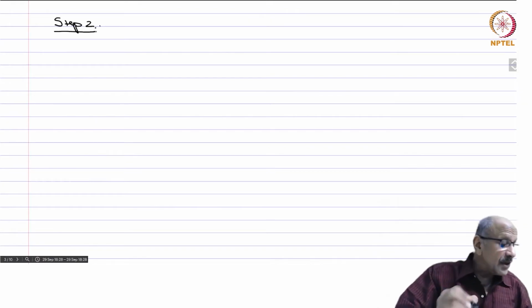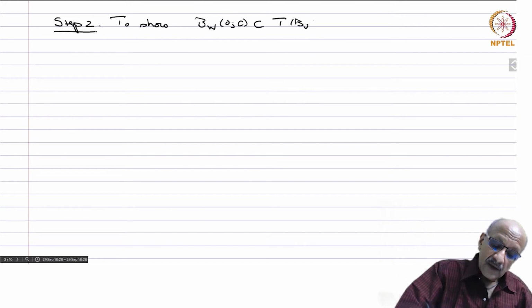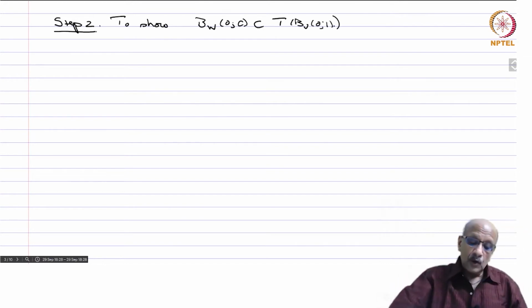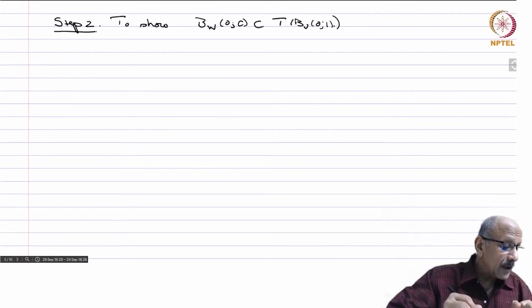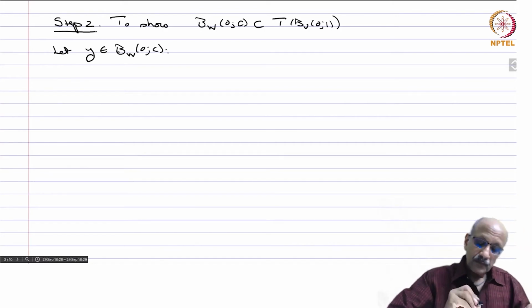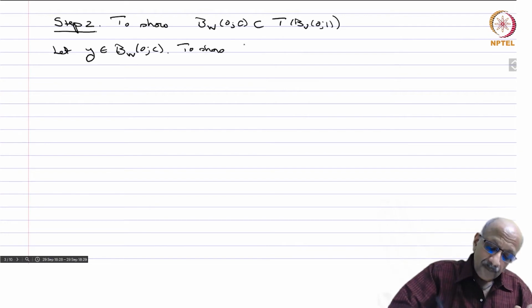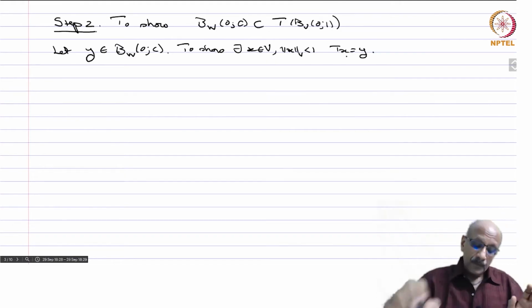So now we are going to use the fact that V is complete. Okay, so to show, now we are going to show that B_W(0,c/4) is in fact contained in T(B_V(0,1)). So the closure, by halving the radius, we are able to remove the closure. So that is what we want to do. Okay, so let y belong to B_W(0,c/4). So to show there is x in V, norm x less than 1, such that Tx equals y. That's what we need to show now.